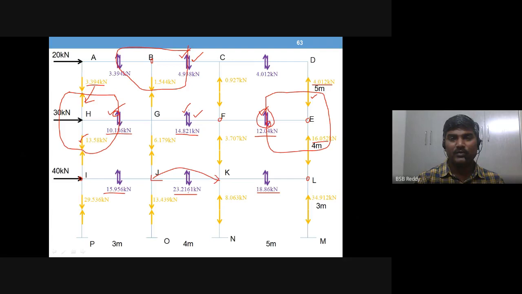Okay, so it's just the same as done in the portal method, but there it is different. Now column working out. That's it.